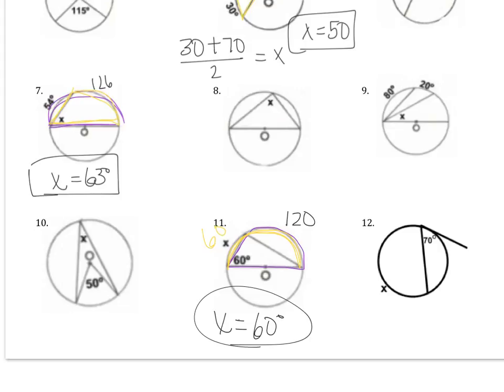If I look at number 12, this angle right here is an inscribed angle, which means this arc is 140. So if this arc is 140 degrees, how do I find this arc? Well, I would do 360 minus 140. I get 220. So x is 220 degrees.